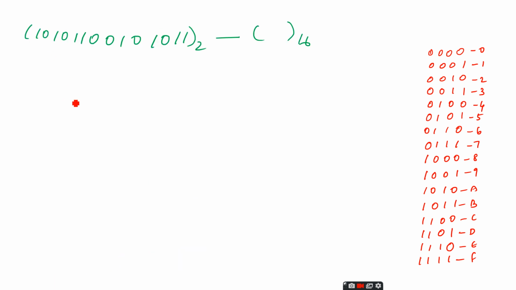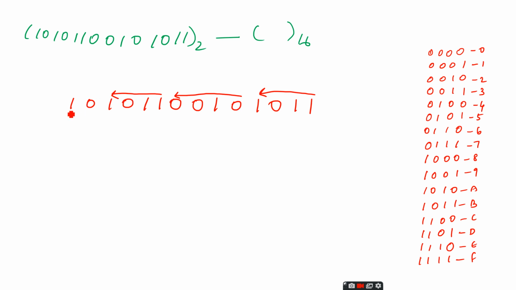Now the next question, it is 10101100101011. Now we have to convert this binary number to hexadecimal, so we have to group it in 4 bits, group of 4, and we have to group from the last one. So this is the first group of 4. Now this is the second group of 4. This is the third group of 4, and now see here it is 2 bits, so we have to make it as 4 bits by adding zeros in front of it.